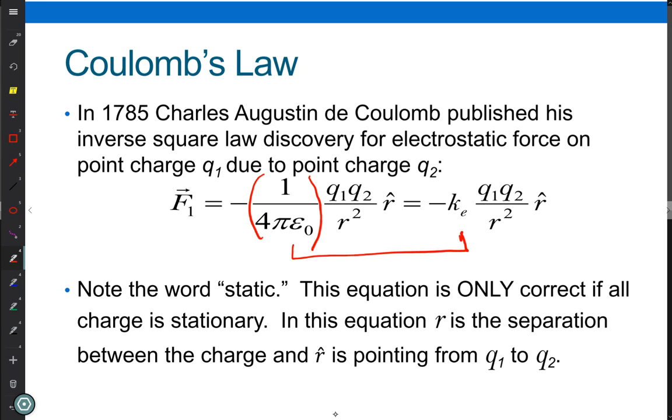And so to make our lives easy, we write it as K sub E. So those are the same thing, just two different ways of writing it. The one on the left is more fundamental because it's a fundamental constant. That epsilon sub 0 is a fundamental constant, whereas the K sub E is a derived constant based on the fundamental constant.